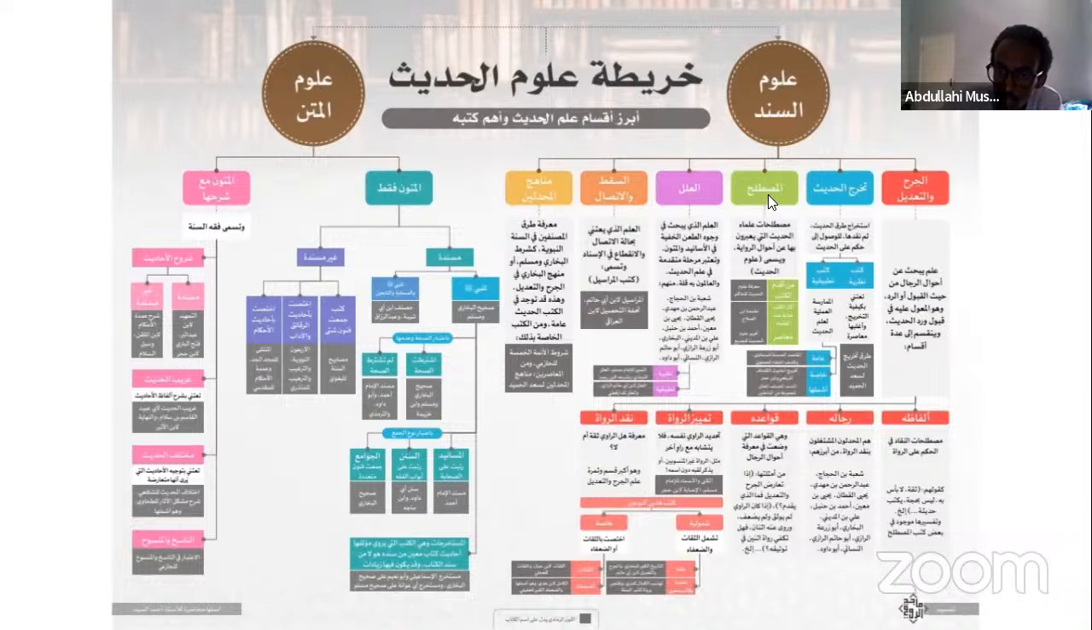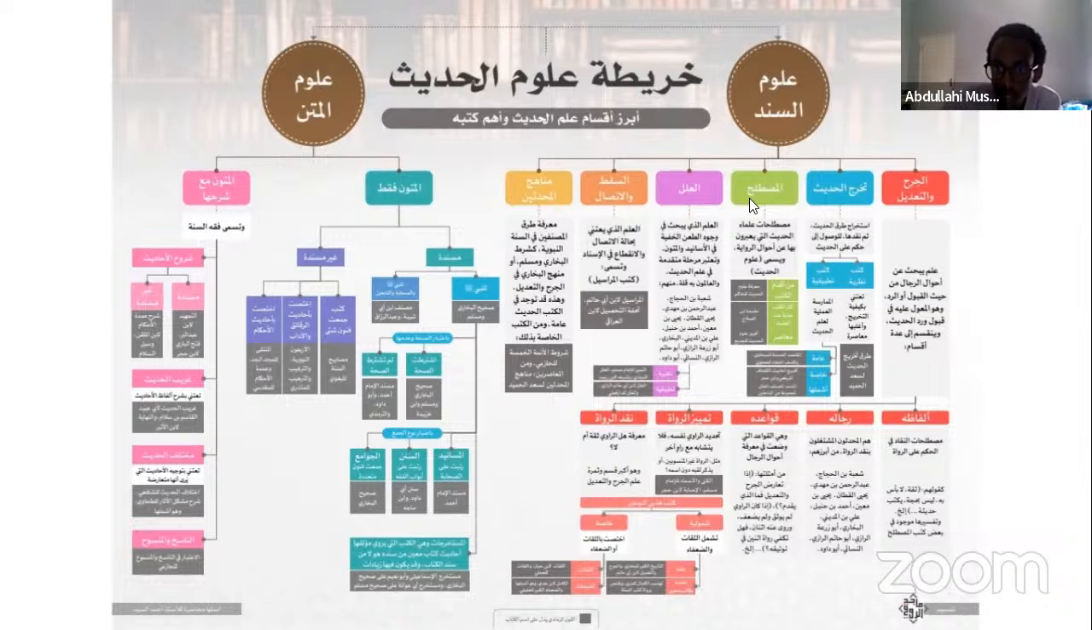And as we mentioned, when you look at the 5 conditions for an authentic hadith, the first one was ittisal al-sanad. The chain is connected. Now you're going to see over here a science dedicated to just that, as-saqat wal-ittisal, a science dedicated to just the first condition.